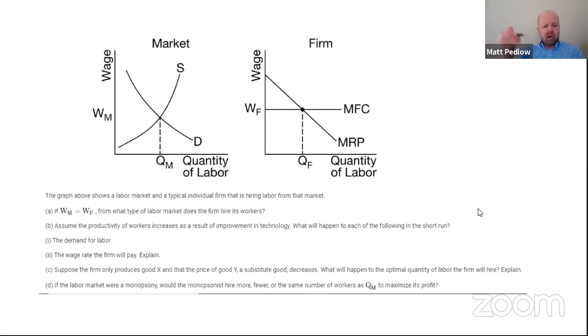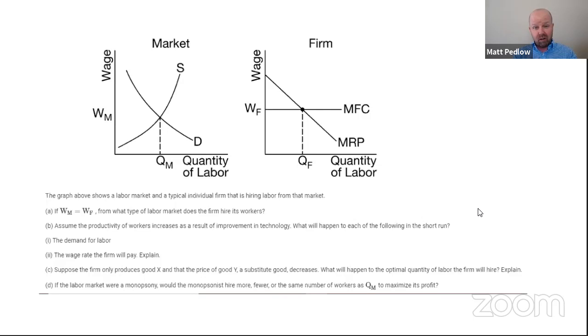But you have the market. It says, what type of labor market does the firm hire its workers in? Well, that's kind of a gimme. Assume the productivity of workers increases. What will happen in the short run to demand for labor and the wage rate? I just did this, right? So you guys should be familiar with that. Suppose a firm only produces good X, and the price of good Y, a substitute, changes. Oh, this is great review for you guys, right? We're now talking about supply and demand of substitute goods. And then what will happen to the optimal quantity of labor?